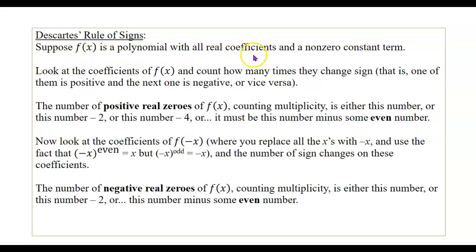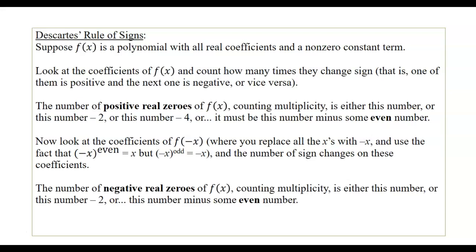Suppose you've got a polynomial with all real coefficients and a non-zero constant term. Look at the coefficients of your polynomial and count how many times they change sign, going from positive to negative or negative to positive. That number of sign changes tells you how many positive real zeros you could have. It's either that number, or it's that number minus 2, or it's that number minus 4, but it has to be that number minus some even number. So that tells you how many positive real zeros you might have.